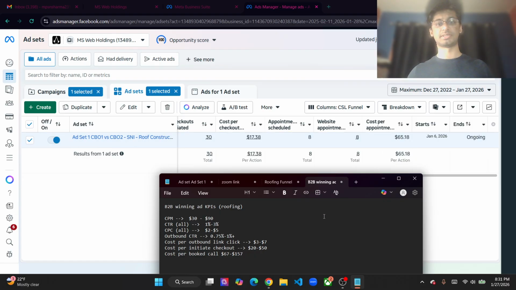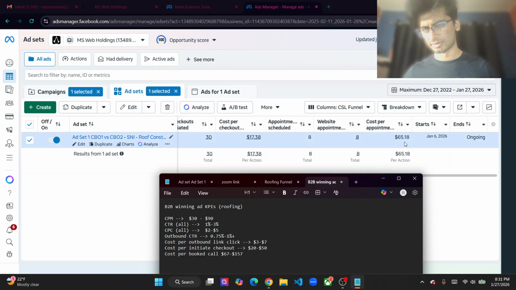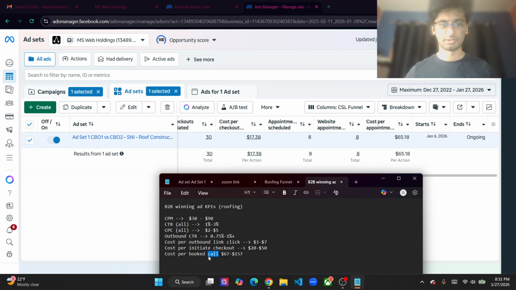And this is like $1.82 cheaper than our KPI. Our KPI says like $67 to $157 for the cost per booked appointment. This is booked appointment. This is book call down here. Let me just change it to booked appointment because that's what Meta uses. So let's keep things consistent.